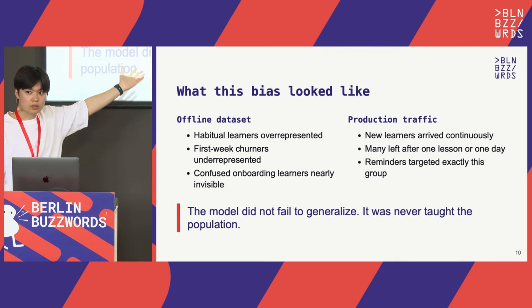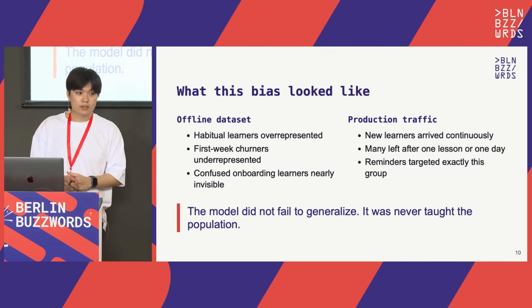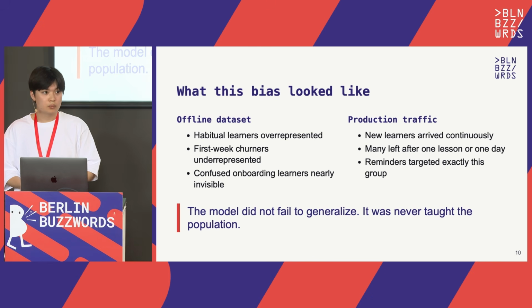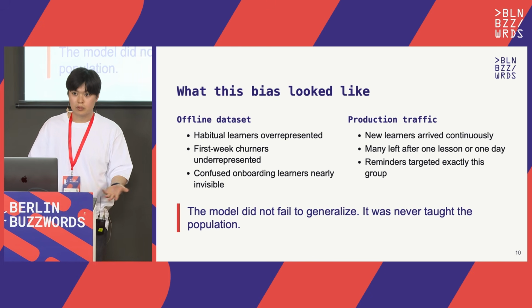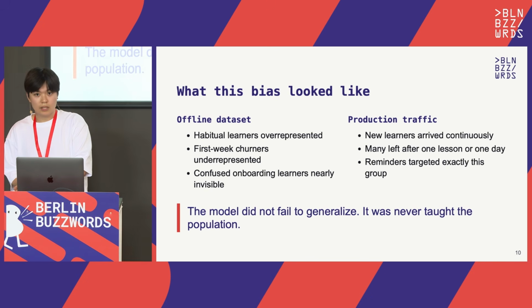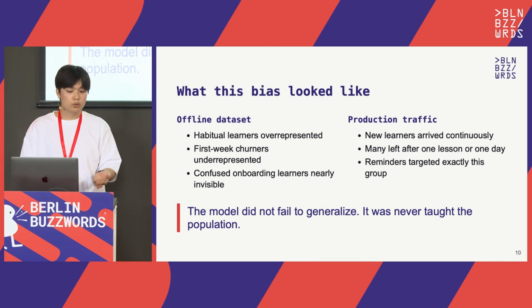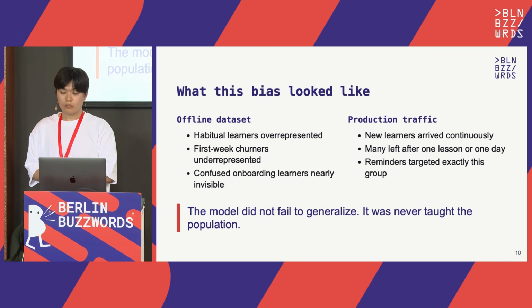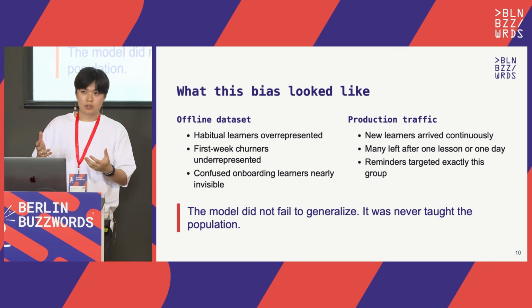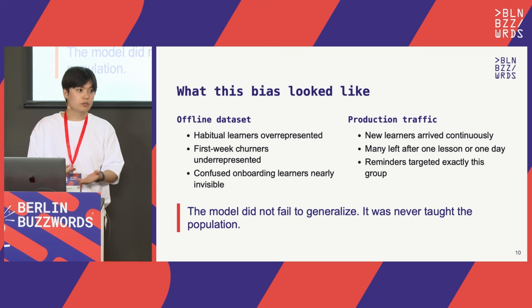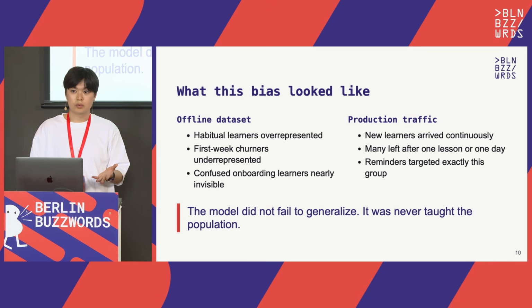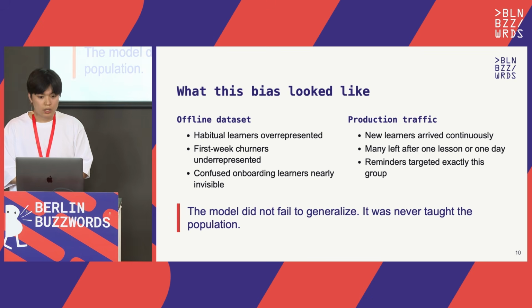The offline dataset overrepresented the habitual learners, who have more events and more stable interaction with our app. On the other hand, the first-week learners, the new users, were highly underrepresented in our training dataset. So learners who, for example, were confused by onboarding or just haven't used the app much were nearly invisible to the model during training.